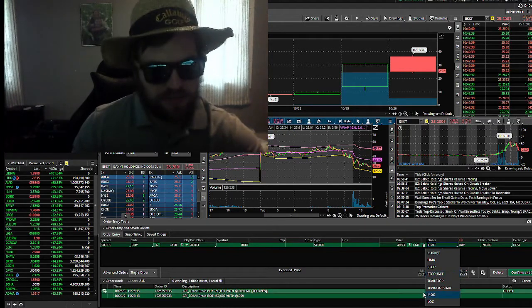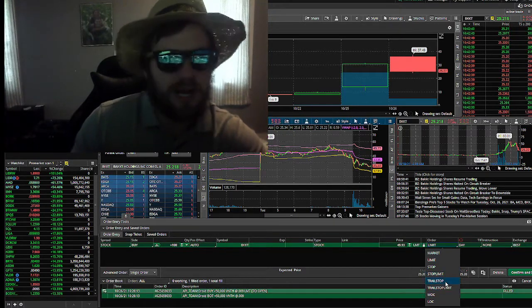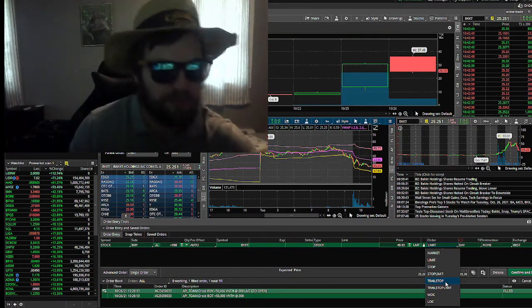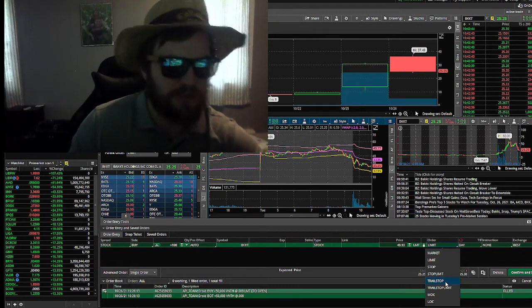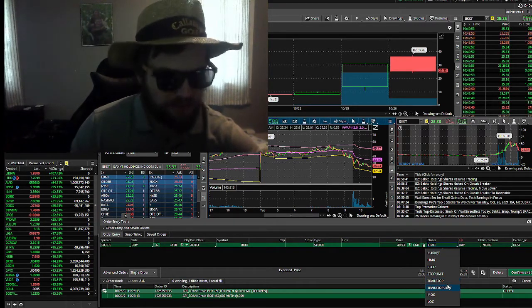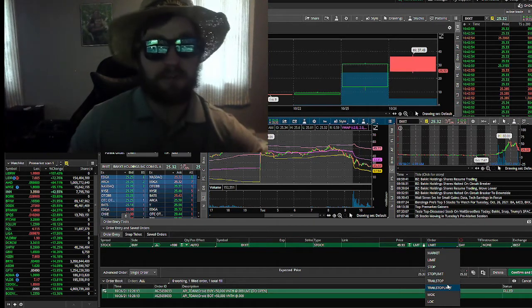A trailing stop is another market order. A trailing stop is if a stock is going up and then has a little bit of a pullback, it will initiate that order. Again, it's a market order, don't like it. A trailing stop limit order is the same idea as a stop loss. It might not fill all your shares.